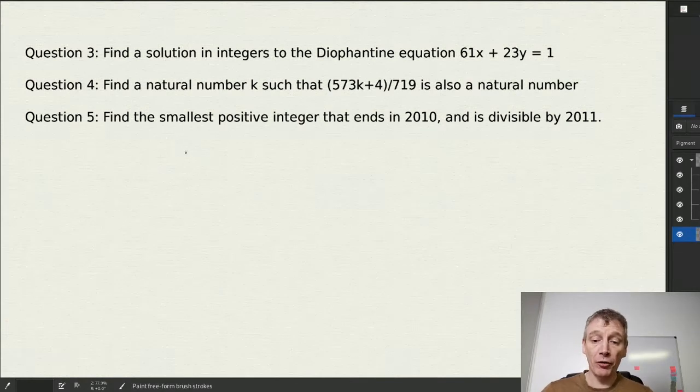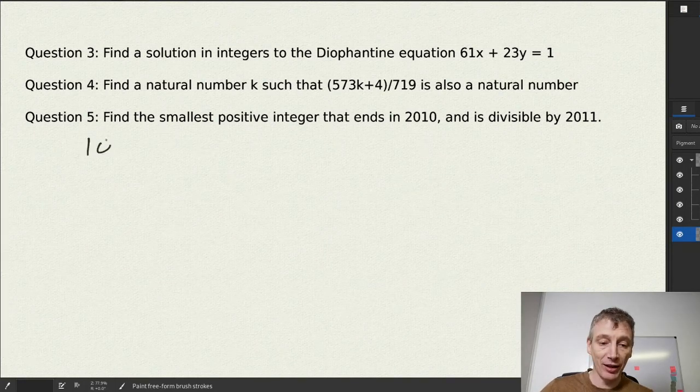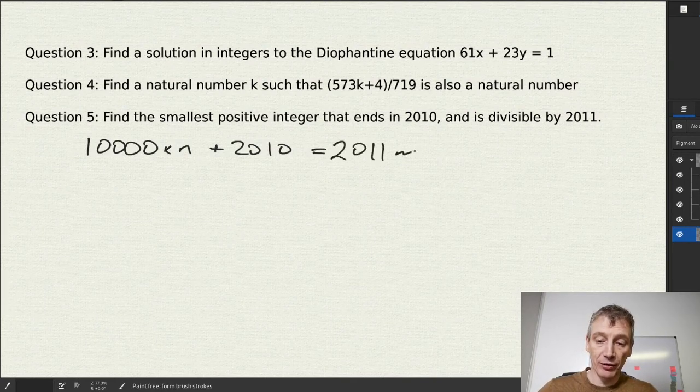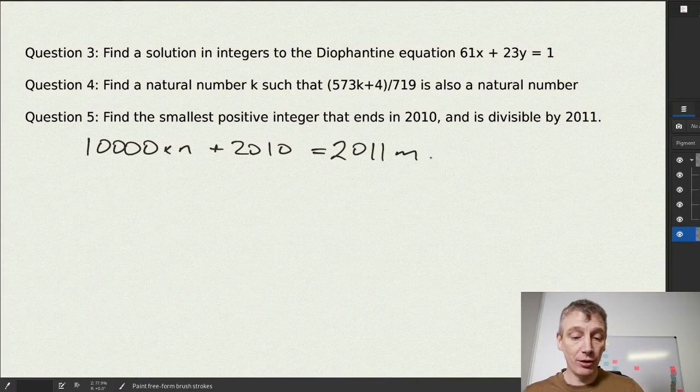Find the smallest positive integer that ends in 2010 and is divisible by 2011. So if a number ends in 2010, that means it is 10,000 multiplied by some number n plus 2010. And you want that to be equal to 2011 times some number m. And you should be able to work it out from there.